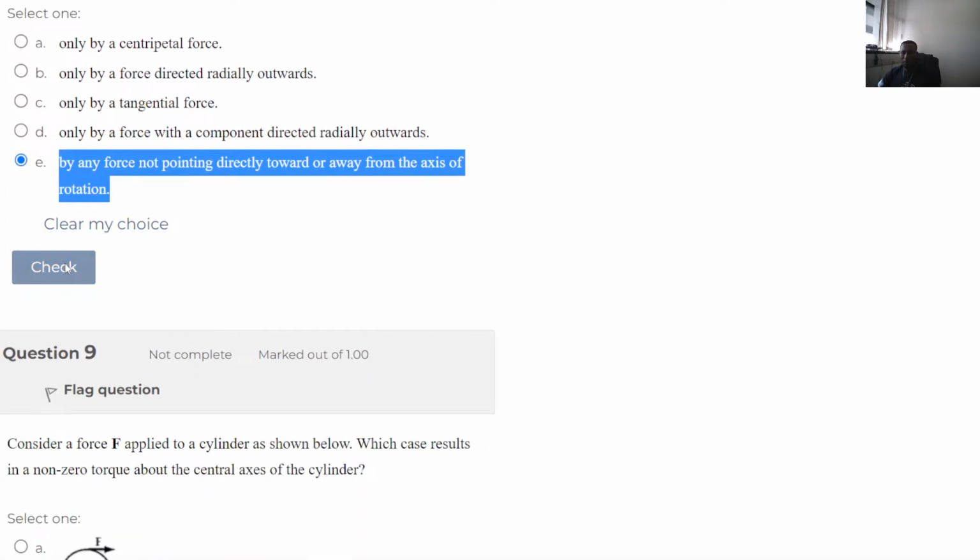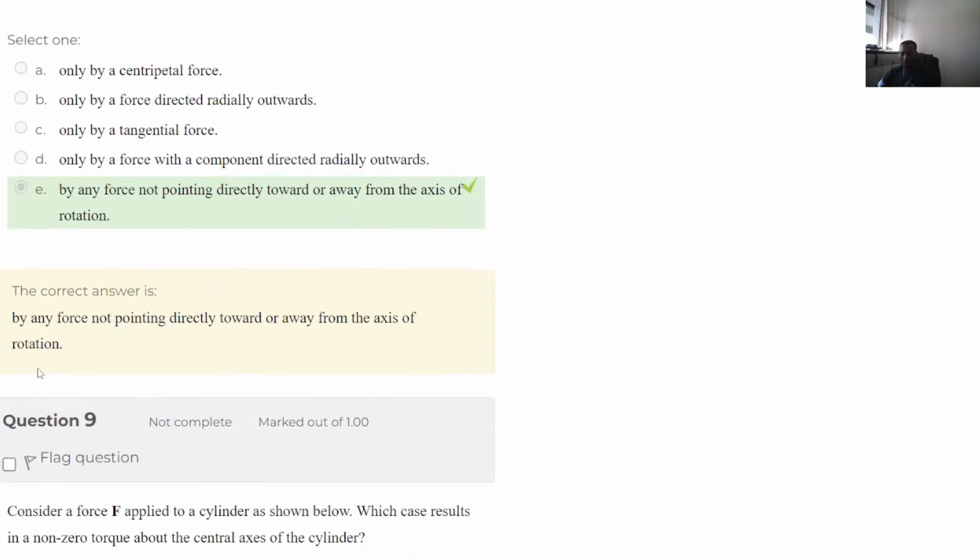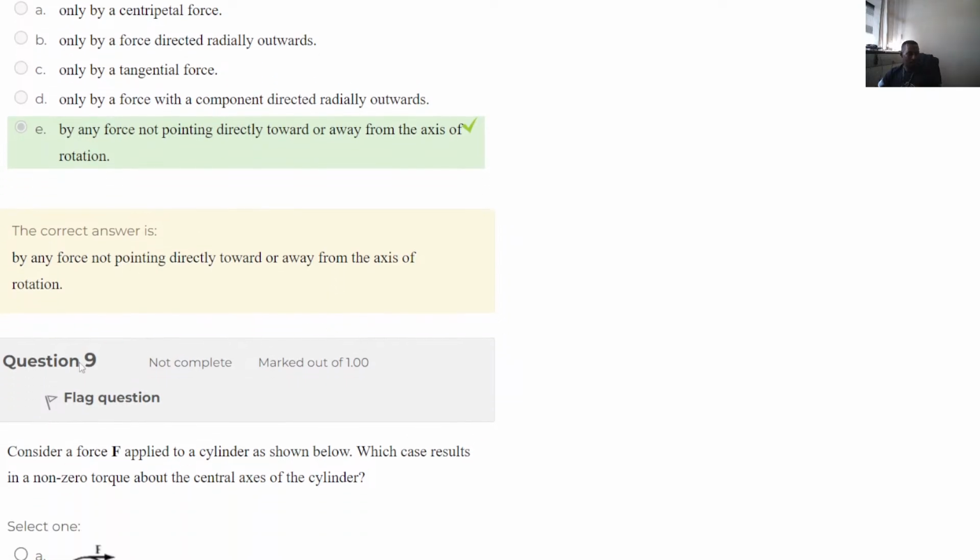Let's check. Yep, it says it's by any force not perpendicular or not parallel or anti-parallel. Parallel is when the angle is 0, directing inward, and anti-parallel is outward in this case. Do you have any questions?